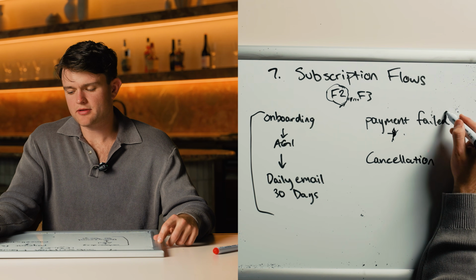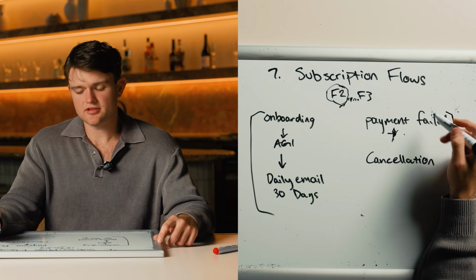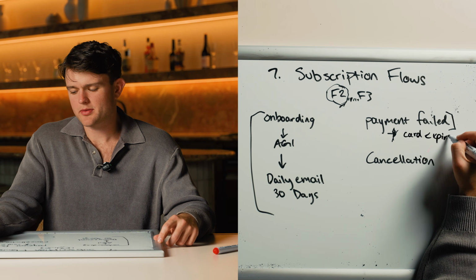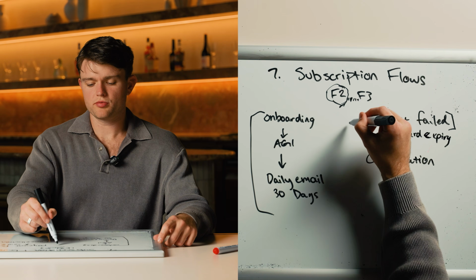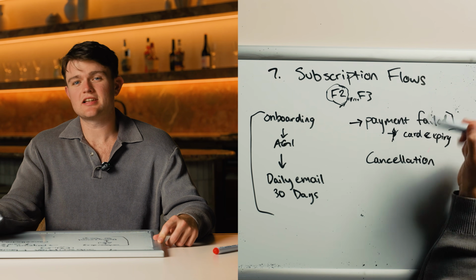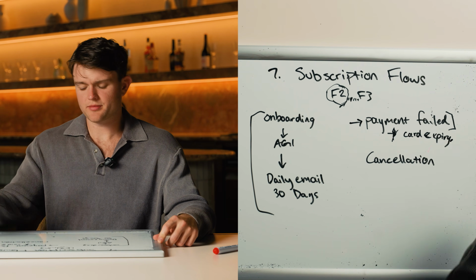You might want to work out the main reason for payment failing, like is it because cards are expiring? If so, we can work on a card expiry flow. But otherwise, set up payment failed. You can actually go into your subscription portal, make sure it's retrying their card pretty much every single day, and then you're sending them emails encouraging them to update their billing information.